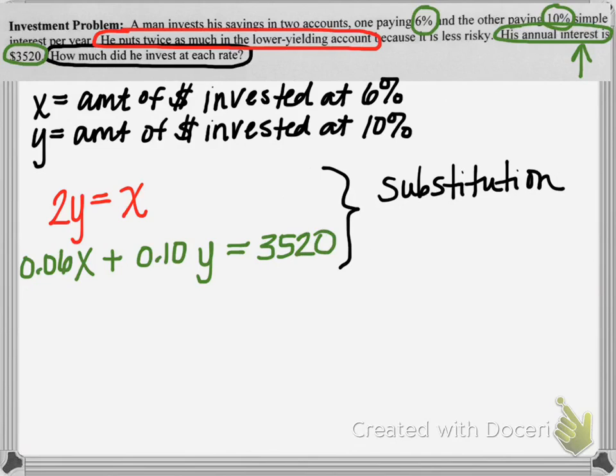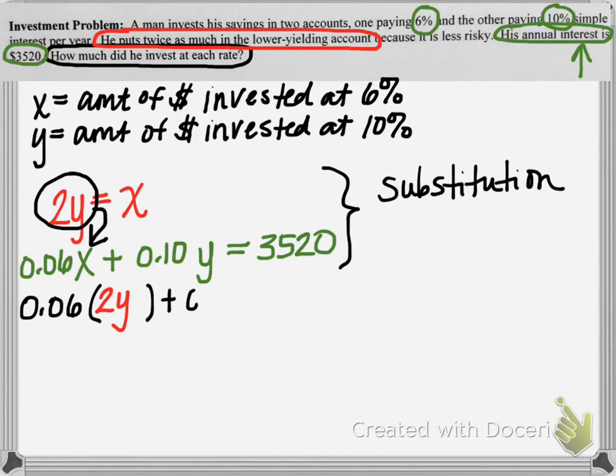So since x is equal to 2y, I'm going to take my value of 2y and substitute it into my green, my second equation. So that's going to give me 0.06 times what used to be x, but again, I'm substituting. So I'm substituting in 2y in place of x, plus 0.10y is equal to 3,520. And now we just have an equation with one variable, so now we can just solve for y.